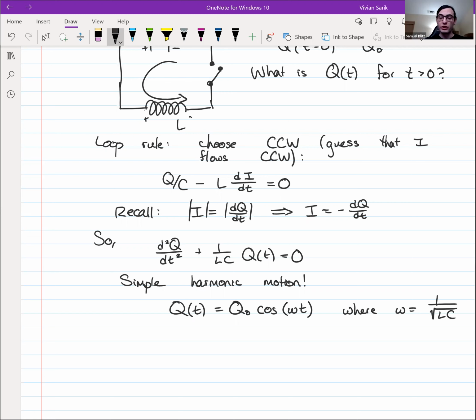And if you're curious, what you can do is take this and plug it into the Q in both places. You'll have to take two derivatives and plug in what omega is, but you'll find that this function does satisfy that differential equation. So that just is the solution. And from that result, we can use the fact that the current is the negative time derivative of charge to find the current through the system.